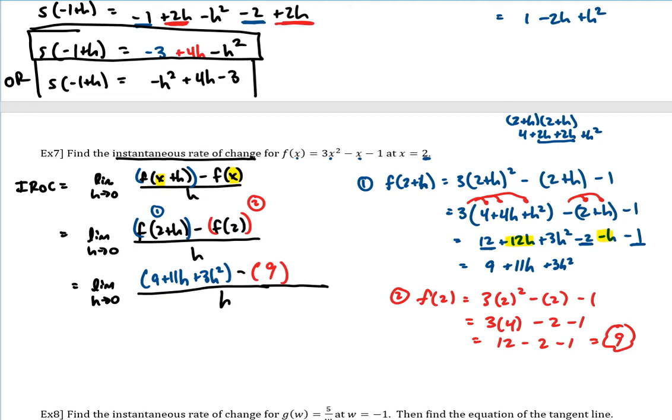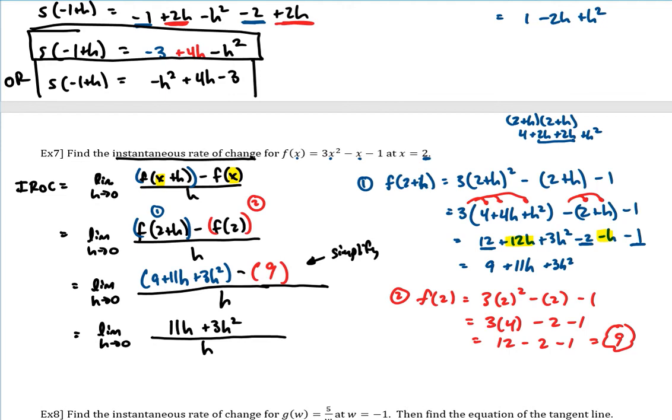Okay, so now that we've evaluated these, all I have to do is look at my numerator here, and now I want to simplify. It looks like I have 9 minus 9, which would just cancel each other out. 9 minus 9 is gone. Okay, so that gives us the limit as h goes to 0. Again, 9 minus 9 is 0, and we're left with 11h plus 3h squared over h.